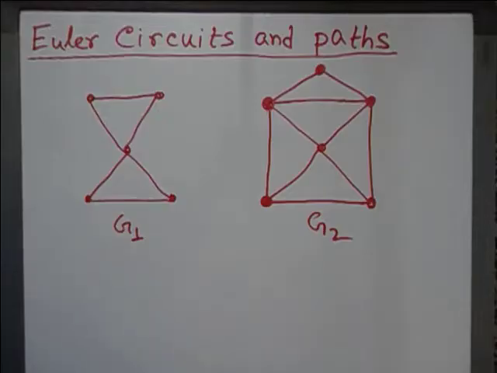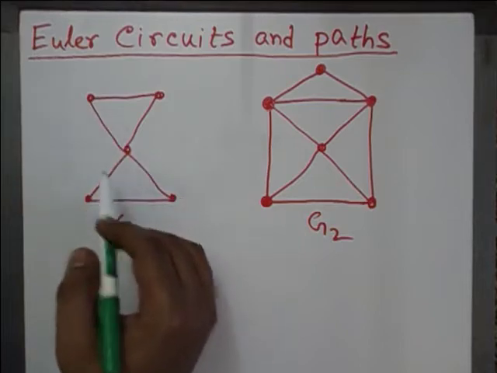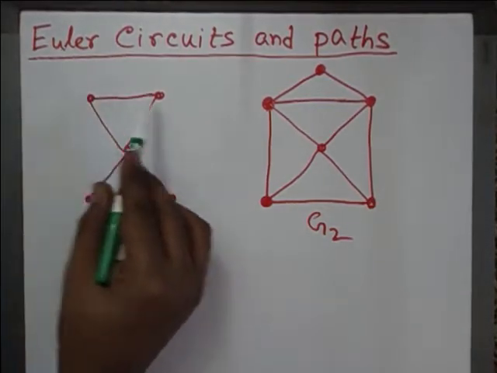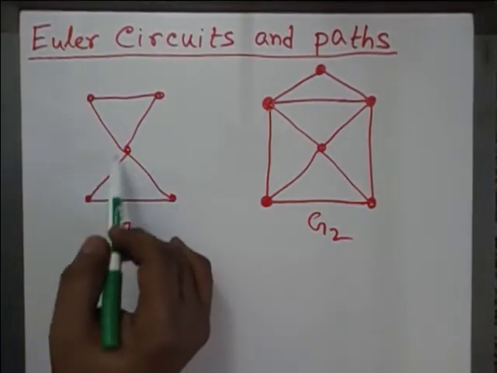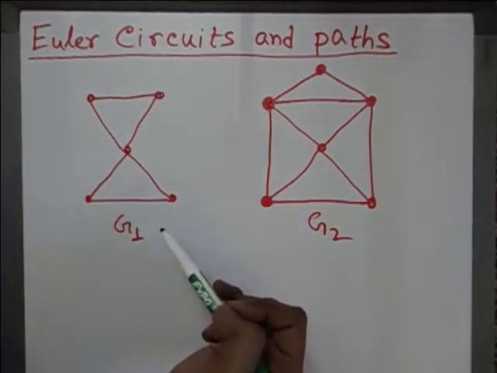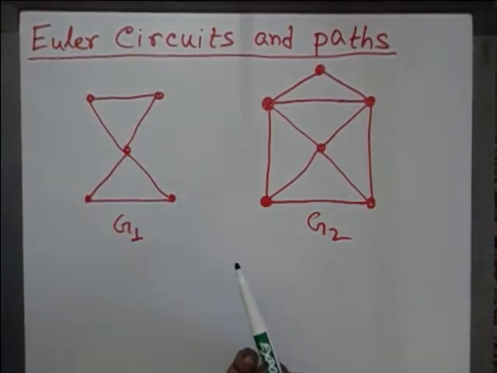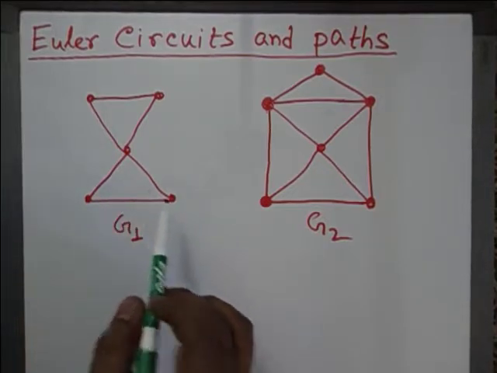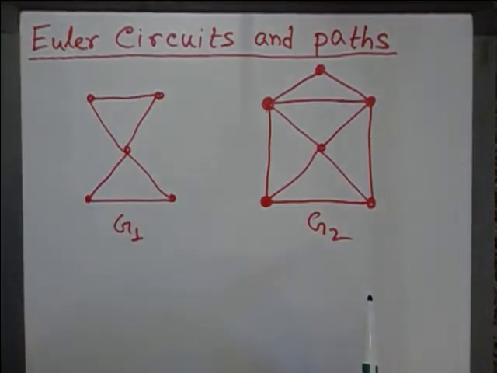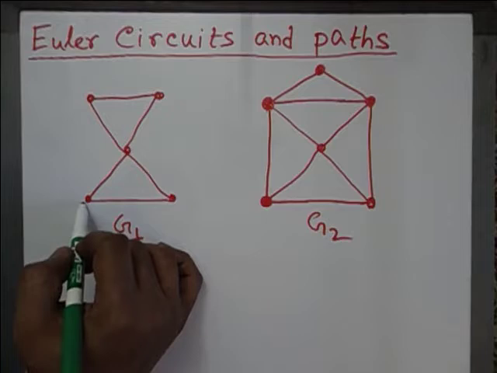So let's see some examples. Which of these graphs have an Euler circuit and which one doesn't? So this is a graph G1. It has 5 vertices and 6 edges, and just by looking at it we want to know, does this graph have an Euler circuit or not? The answer is yes. Well, you can start from here.